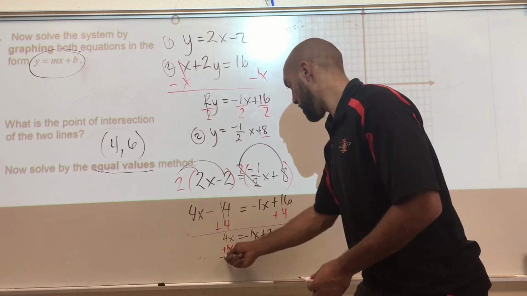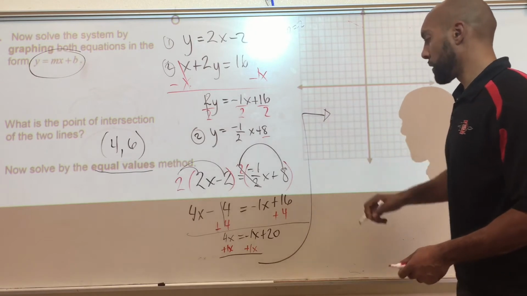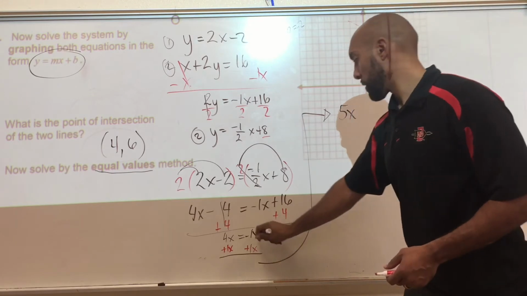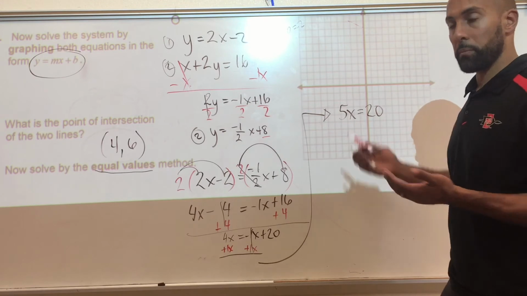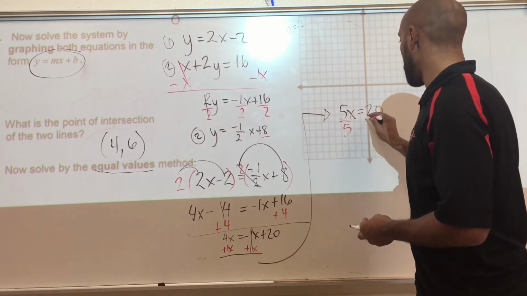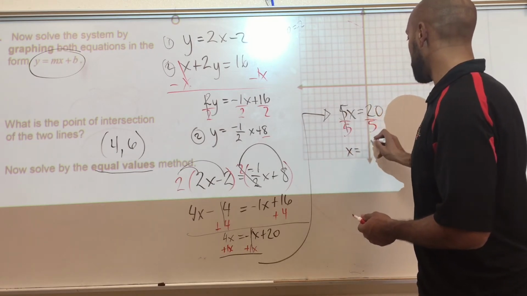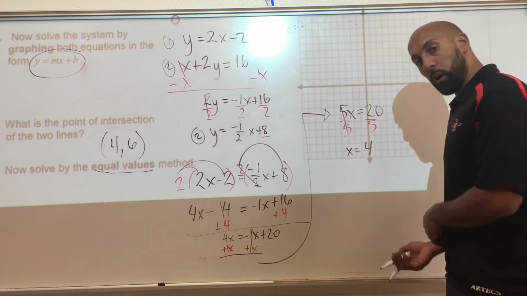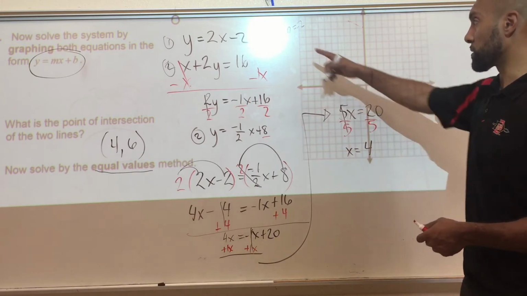Okay. And I'm going to continue my work up here because I'm running out of space. So now 4x plus 1x, 5x. That cancels, and then we just have 20. And then just like the last step in the first problem, we divide. That cancels, x equals 4. But again, don't just find x, also find y. So now we're going to take that and plug it into the first equation.